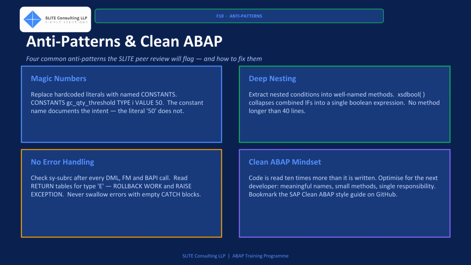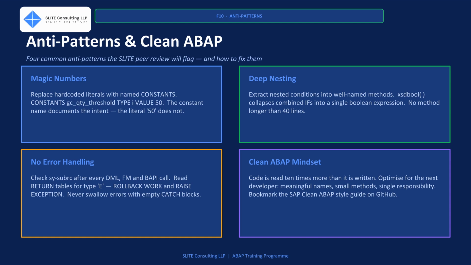Deep nesting. 3 or 4 levels of nested if and loop blocks make code extremely hard to follow and test. The solution is always the same. Extract the inner logic to a method with a meaningful name. If should_process( lv_flag lv_count ) is readable, 3 nested ifs are not.